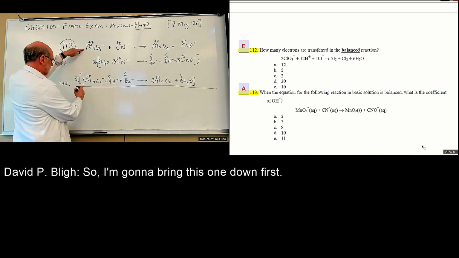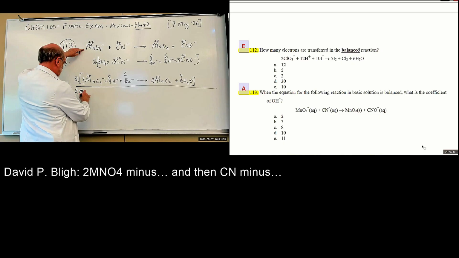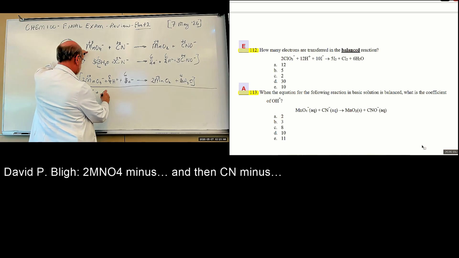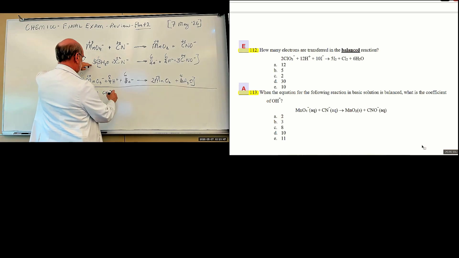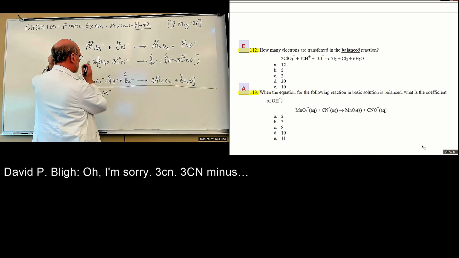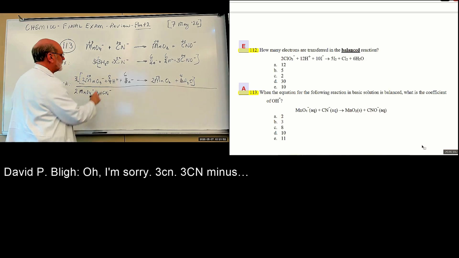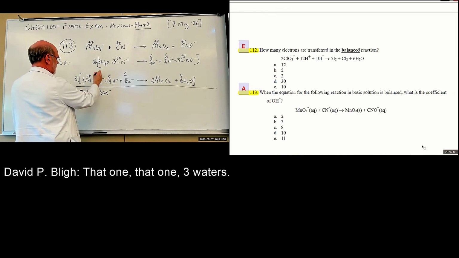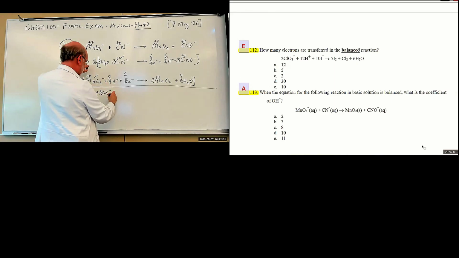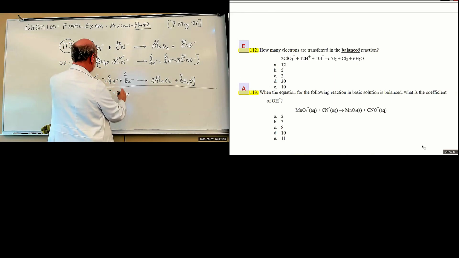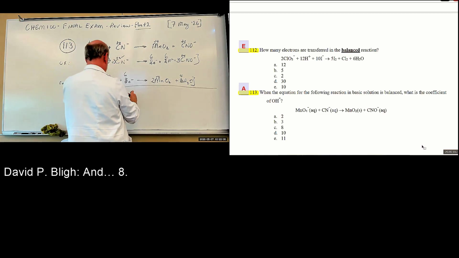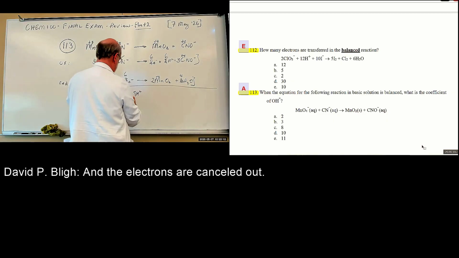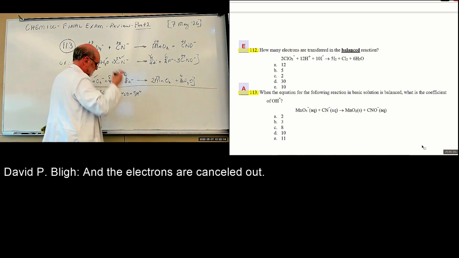So I'm going to bring this one down first. 2MnO4 minus, and then 3CN minus. I'm sorry, 3CN minus. That one, 3 waters. Right? And 8 hydrogens. And the electrons are canceled out.